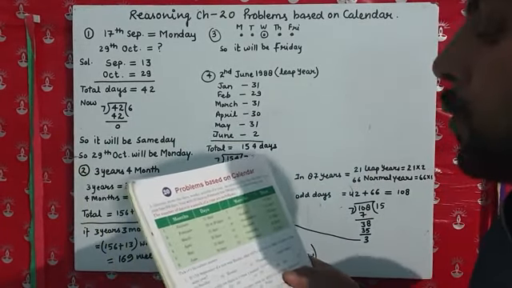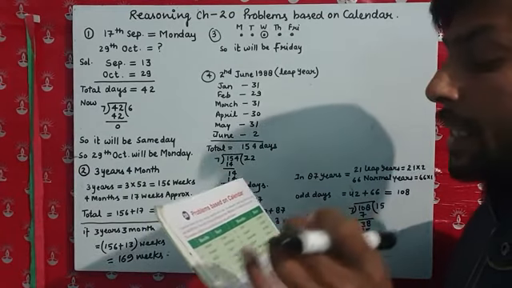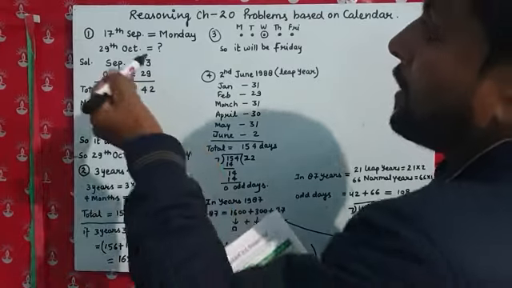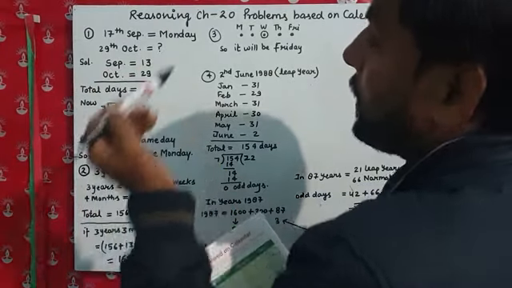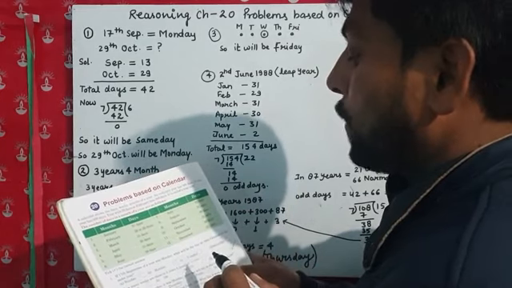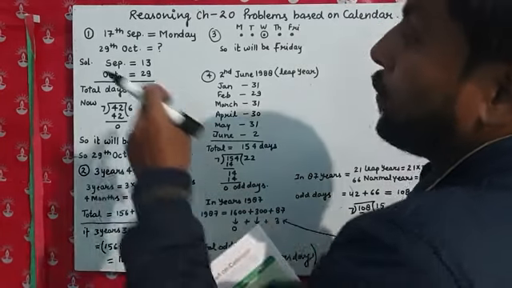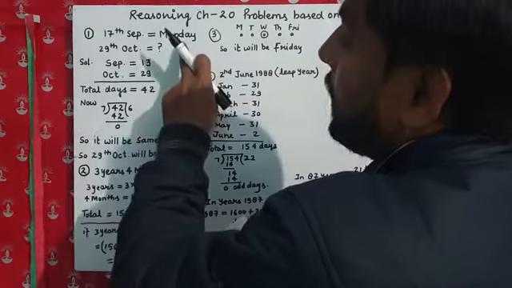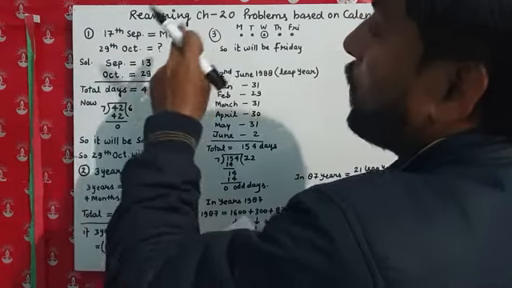So the first question in your book says that if the 17th of September of a year was Monday, that means 17th of September is given Monday. The question is asking what will be the day on 29th October of the same year. So we have to find out the name of the day for 29th October of the same year.